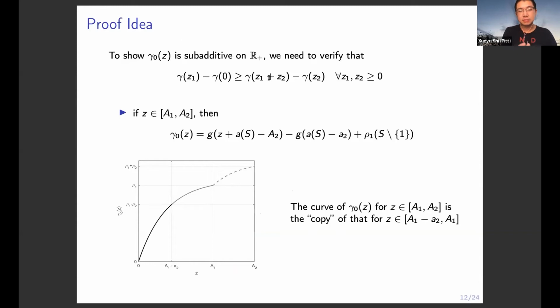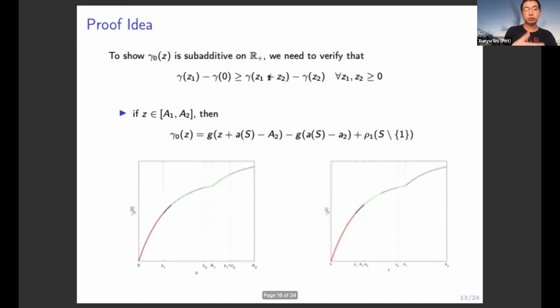And if Z is in the second piece, from capital A1 to capital A2, then we can verify that the curve of the lifting function in the second piece is identical to a subpiece of the first piece. That is a copy of the subpiece of the first piece. So to verify this subadditive condition, in the left figure, the green curve from capital A1 to Z1 plus Z2 is identical to the green dashed curve. So we can reduce the subadditive condition to the right figure. We can verify that the incremental value in the red curve is larger than the incremental value in the green curve. So this is the subadditive condition we can verify.